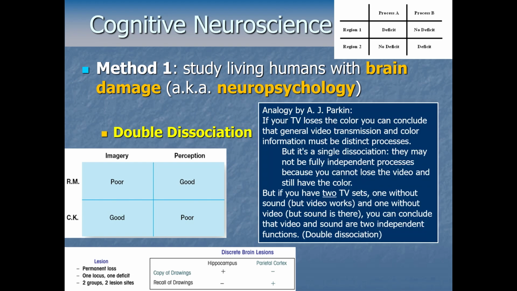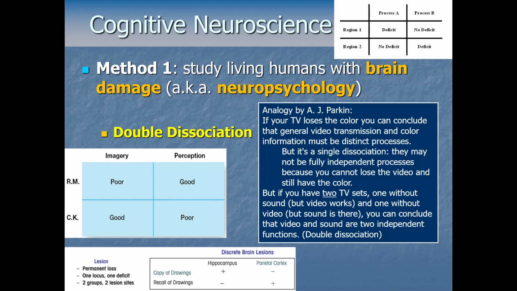A good analogy for understanding double dissociations is the TV analogy. So if your TV, let's say, loses the color, but the video is still coming in as black and white, so you're still seeing the image, but the color's gone. If that happens, you could conclude that general video transmission and color information must be distinct processes, right? They're distinct processes, but that's a single dissociation. They may not be fully independent processes because you can't lose the video and still have the color, right?